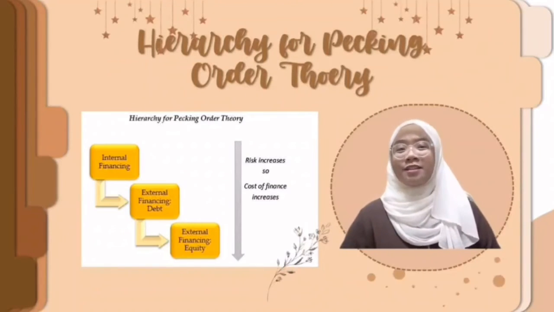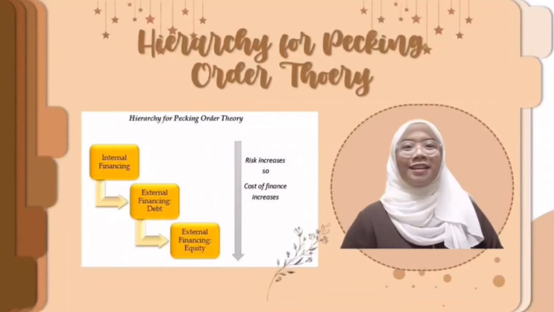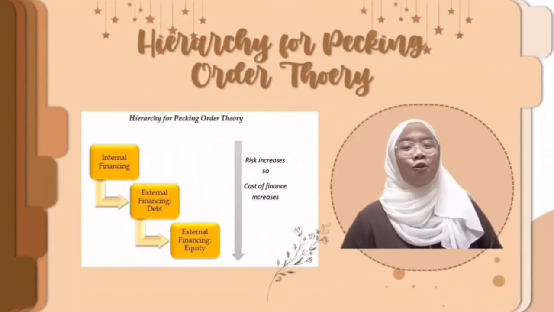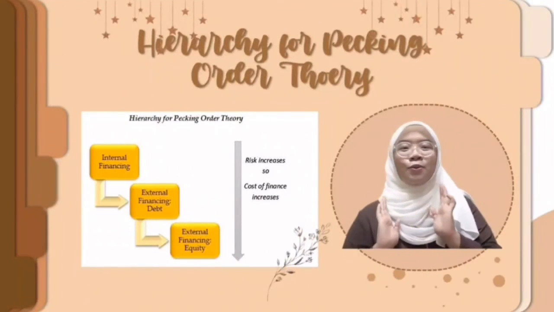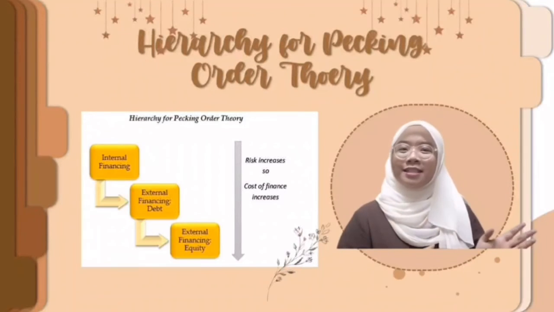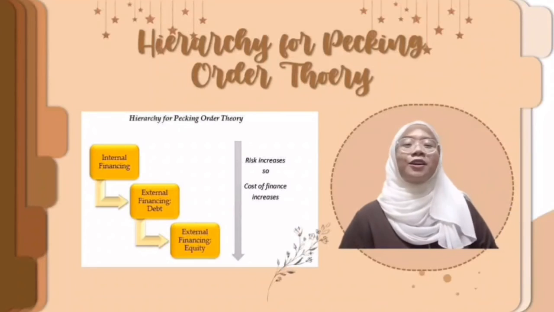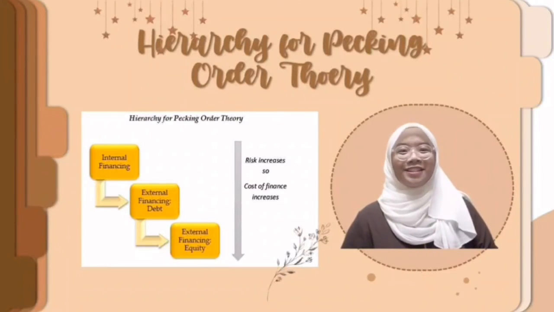External financing should begin with debt financing and then move to equity financing. Furthermore, based on the hierarchy for the pecking order theory, as the sources of financing go from internal finance to external finance of debt to external finance of equity, the risk is increasing, while the cost of finance also increases.